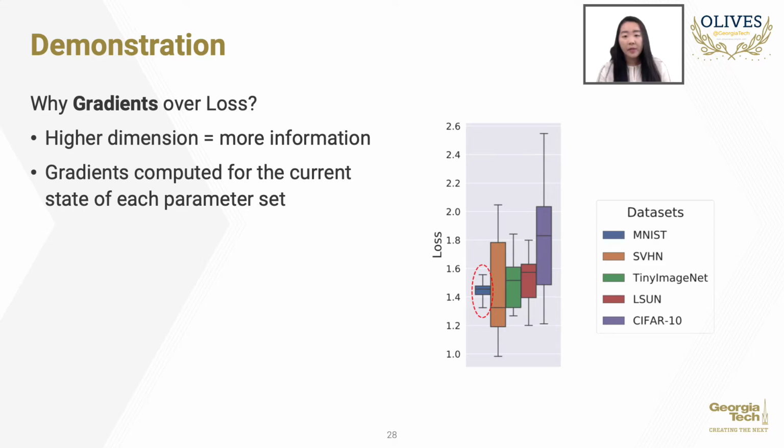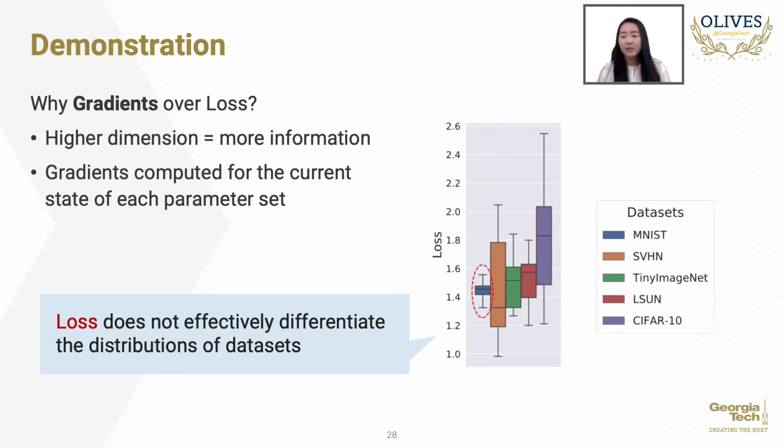Here, we compare the range of loss values for in-distribution dataset to those of out-of-distribution datasets. You can see that the range of loss values for in-distribution dataset rather overlaps with those for out-of-distribution datasets, which means that the loss value alone would not be as effective of an indicator to differentiate the distributions of datasets from the model's perspective.